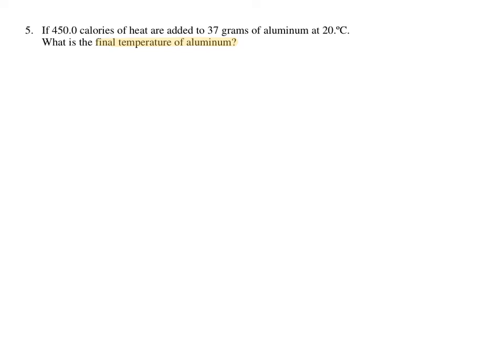We start, as always, focusing on what the question's asking us to do. It wants us to find the final temperature of aluminum. What's happening? We're adding some heat to aluminum metal. We're given the initial temperature. The heat is going to cause the aluminum to get hotter, move to a higher temperature, and we want to know what that temperature is.